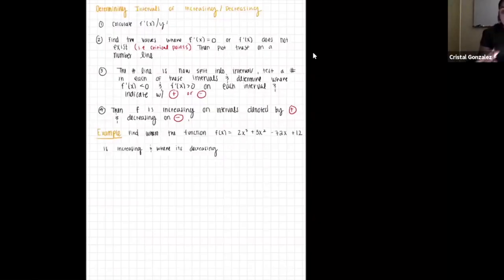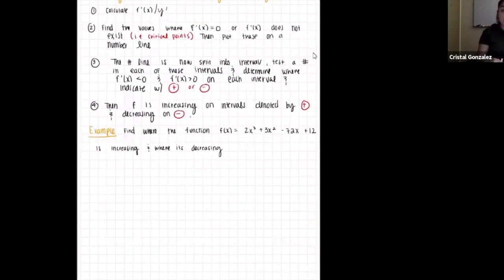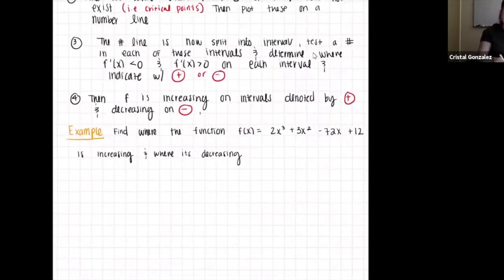Okay, so we've outlined the steps of how to find intervals of where something is increasing and decreasing. Let's go ahead and now do an example. So our example here is: find where the function f of x is equal to 2x cubed plus 3x squared minus 72x plus 12 is increasing and where it's decreasing.